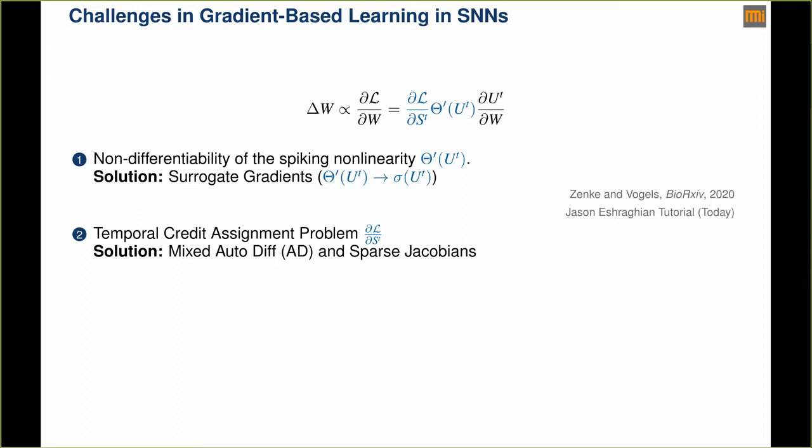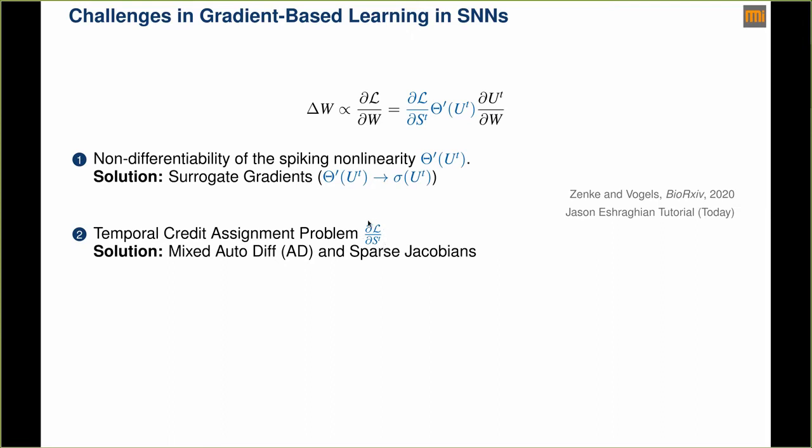One of them is temporal credit assignment. It's a question of how the objective function is going to change based on inputs and states that occurred in the past. This requires maintaining some memory of the past in terms of the gradients, it turns out, in order to compute this term.